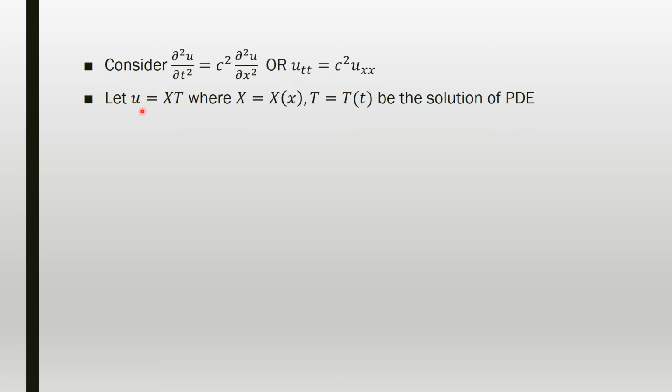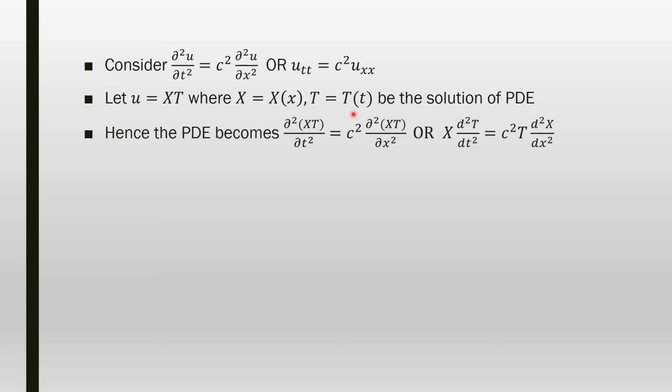So initially, we take the solution u = X T, where X = X(x), that means X is a function of x only, containing only x terms or the x variable, and T = T(t), that means it is a function of t only, be the solution of the given partial differential equation.